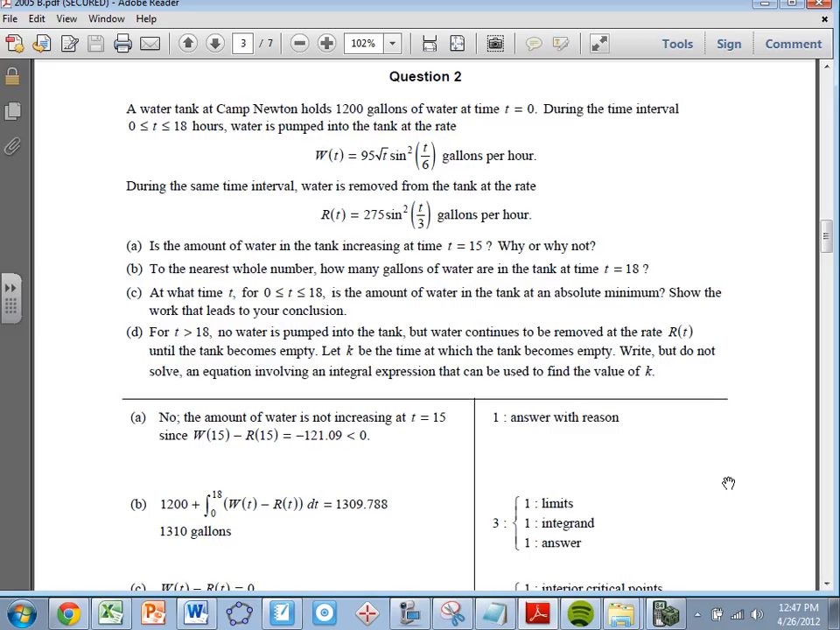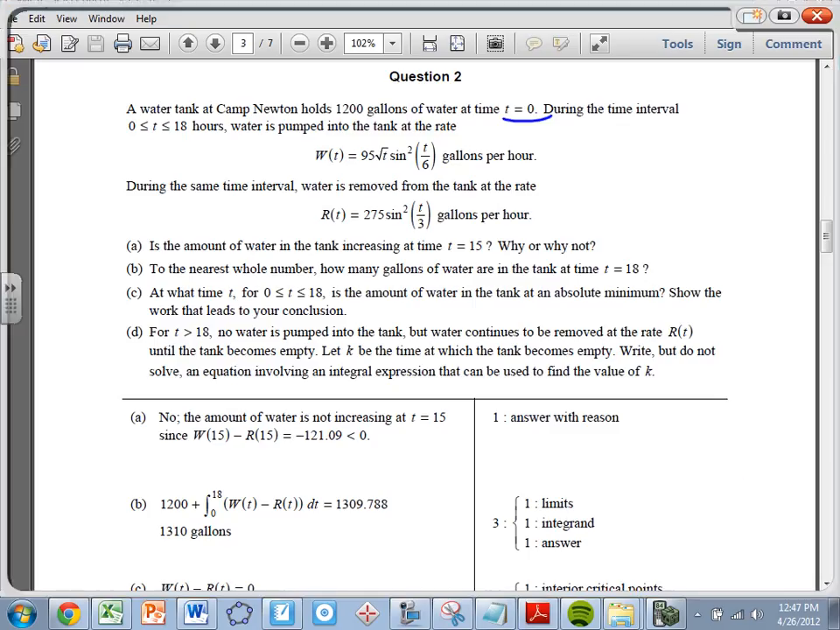Holds 1,200 gallons of water initially. Why do I know that it's 1,200 gallons initially? Time equals 0. So we're starting with 1,200 gallons. So this is what I'm picturing in my head. We've got a water tank filled up. During the time interval 0 to 18 hours, the water is being pumped into the tank at a certain rate in gallons per hour. Notice units?